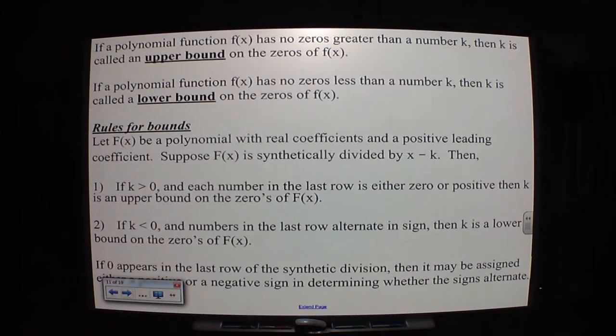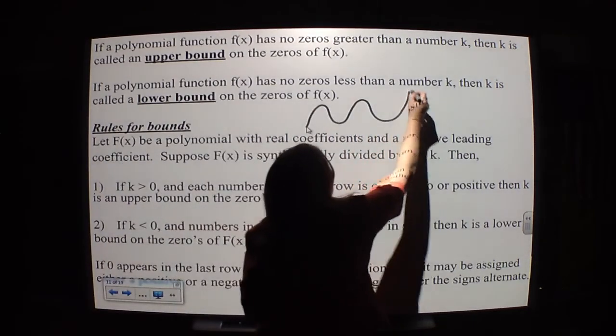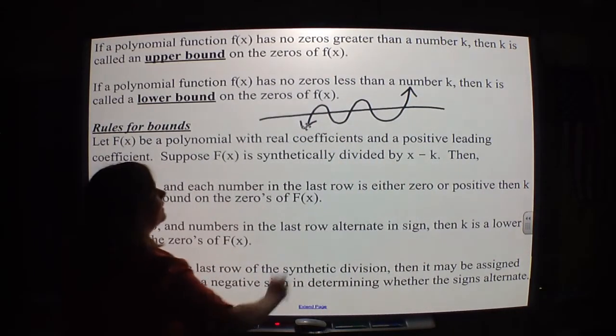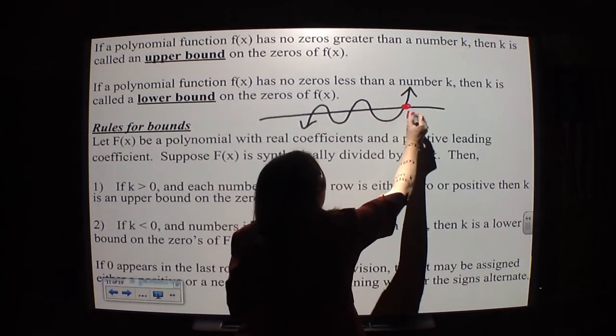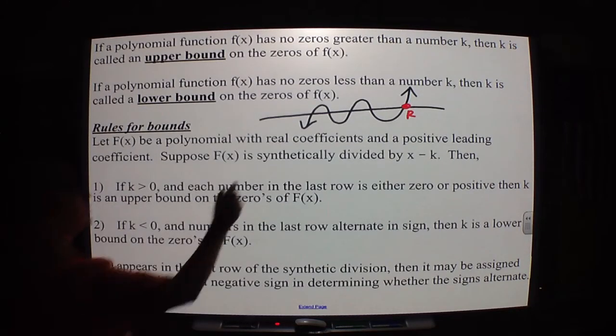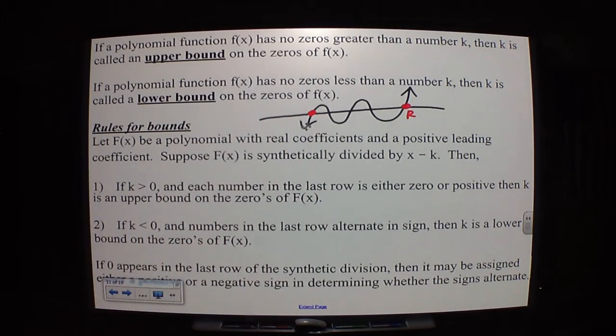If a polynomial f of x has no zeros greater than a number k, then k is called an upper bound. So what they're saying is, you basically have some polynomial here. Here's my polynomial. They're saying that number, whatever that k is, that's an upper bound. There's no 0 that's larger than that. This one right here is a lower bound. There's no 0 that's smaller than that. So that's all they're saying.